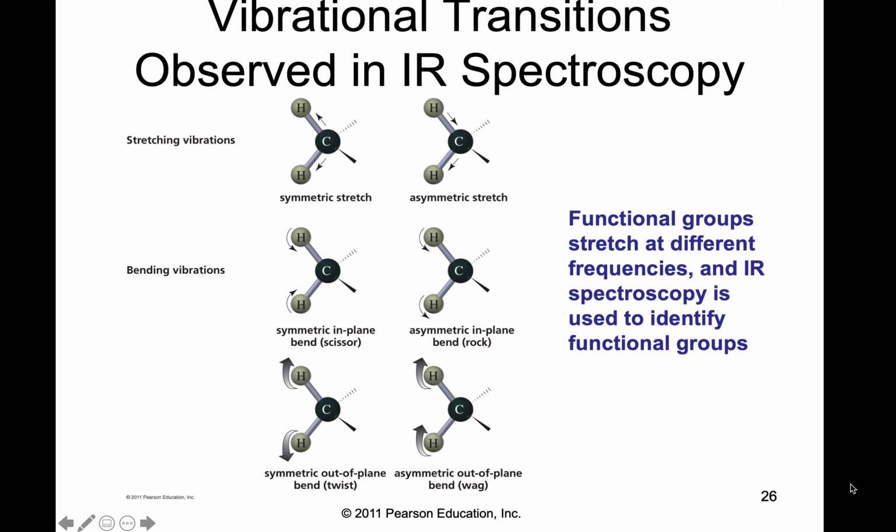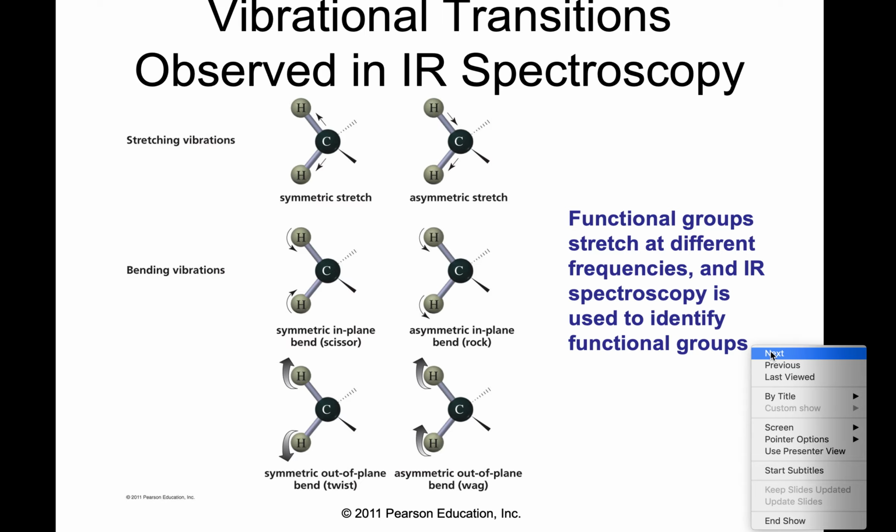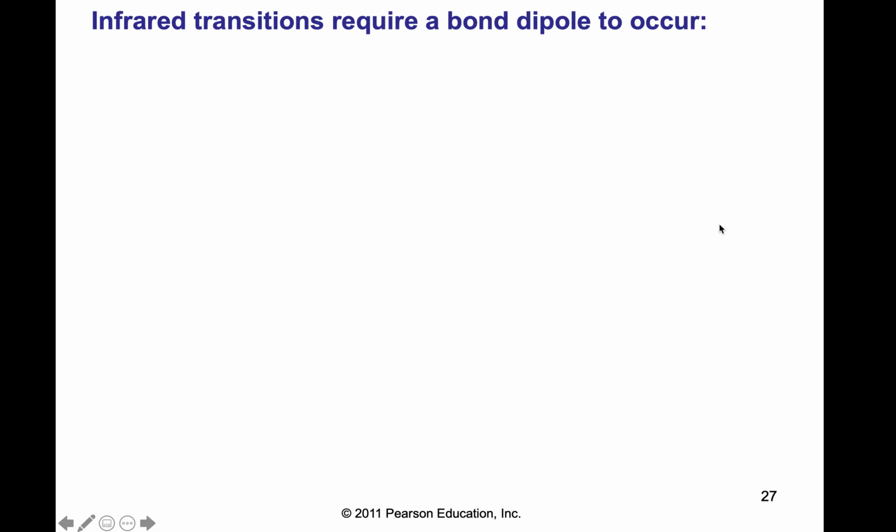Functional groups, this is important, of course, in organic, stretch at different frequencies, and infrared spectroscopy is used to identify the presence of the functional groups that you've been studying week after week. Alkenes, alkynes, alcohols, aromatics, carbonyls, right? How they're prepared and how they react. Infrared transitions require a bond dipole to occur. So, for example, carbon tetrachloride, CCl4, does not have an infrared because there's no bond dipole.